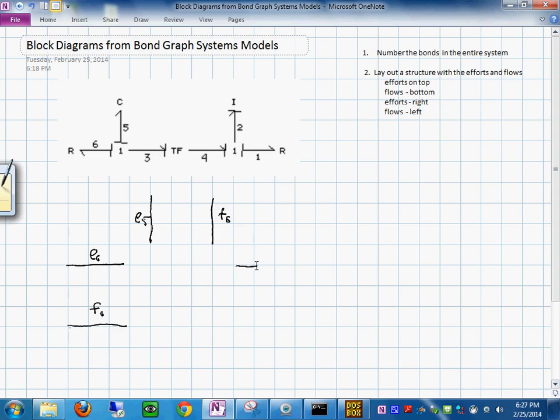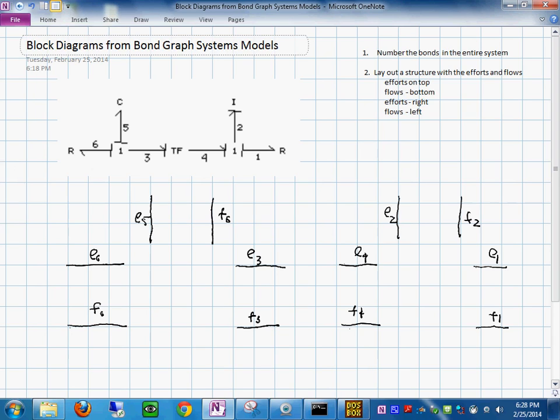And then I am going to lay out the other two that I see here. This is an E sub 3 and an F sub 3. And then, obviously there is a TF element, but on the other side you have E sub 4 and F sub 4. And then you have this connection in here, this on the left, this on the right. This is an E2 and an F sub 2. And this one on the right hand side is an E sub 1 and an F sub 1. So we have done step number 2. We just laid out the structure with the efforts and the flows.